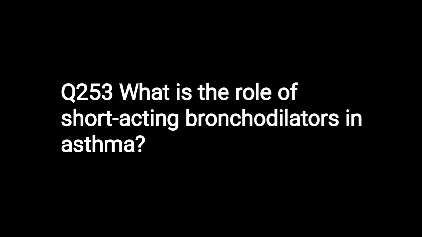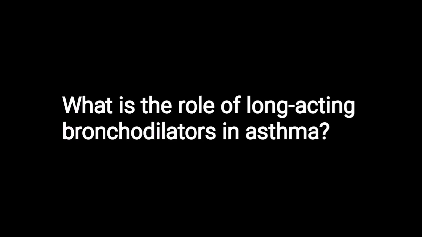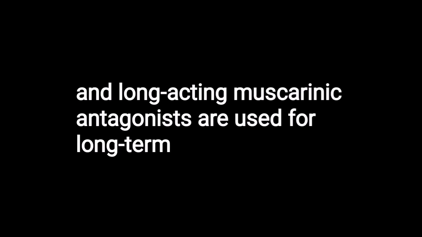Q253. What is the role of short-acting bronchodilators in asthma? A253. Short-acting beta agonists, e.g., albuterol, are used for quick relief of asthma symptoms and as needed for symptom control. Q254. What is the role of long-acting bronchodilators in asthma? A254. Long-acting beta agonists, LABAs, and long-acting muscarinic antagonists, LAMAs, are used for long-term control and prevention of asthma symptoms.